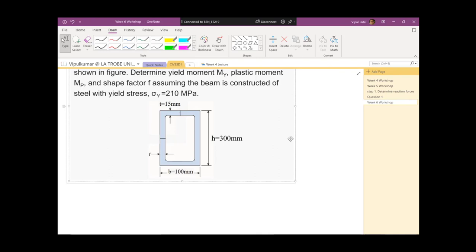So the first one, hello, you can see, right? It's okay. So five quantities, as I mentioned, that we're going to talk about: elastic section modulus, elastic neutral axis, plastic section modulus, plastic neutral axis, and shape factors.